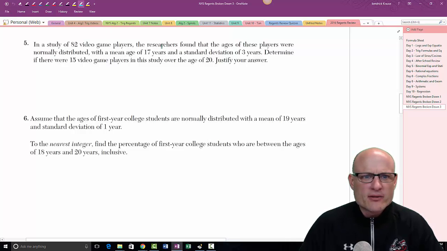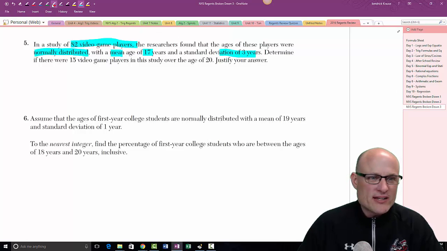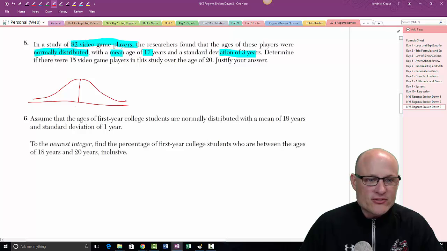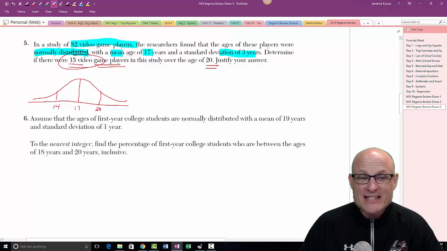Let's see what we got. So we've got 82 video game players. It's normally distributed. We got a mean age of 17 and a standard deviation of 3. As soon as I see normal distribution, I start looking for the information they're going to give us. So they gave us that it's a mean age of 17 and a standard deviation of 3. So I'm going to go up to 20 and down to 14. The question says determine if there were 15 players. Now this is just going to be our cutoff score over the age of 20.